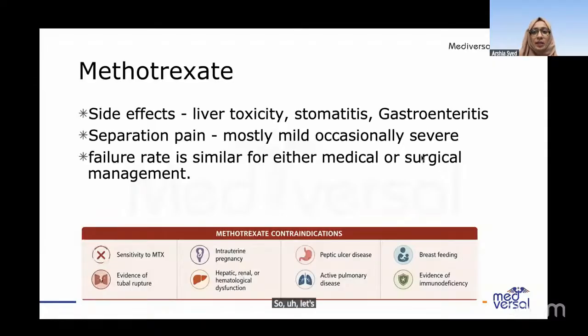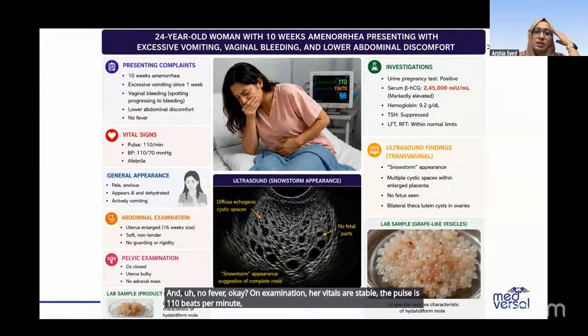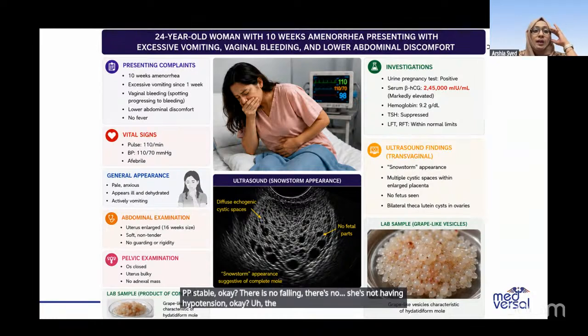So let's move to the last topic. This is the scenario. A 24-year-old presents to you with 10 weeks of amenorrhea, excessive vomiting since 1 week, vaginal bleeding, spotting progressing to bleed, and lower abdominal discomfort, and no fever. On examination, her vitals are stable. The pulse is 110 beats per minute. BP is stable, there is no fall. She's not having hypotension. The patient looks slightly pale, anxious, appears dehydrated, and you can see that she's actively vomiting.